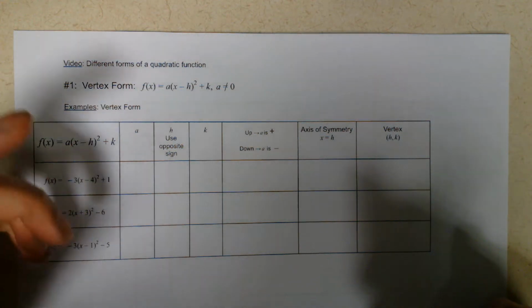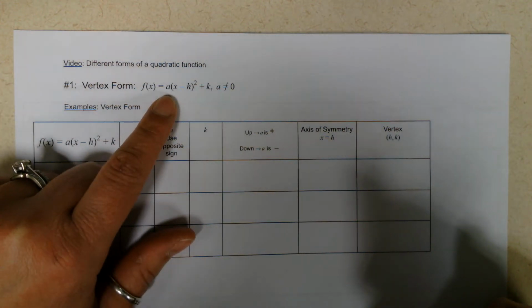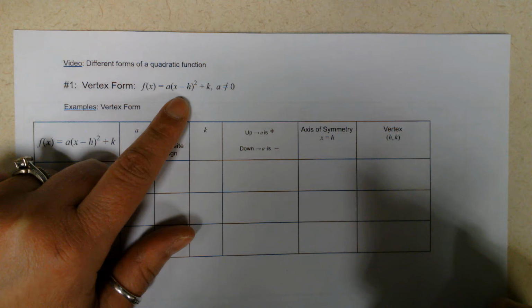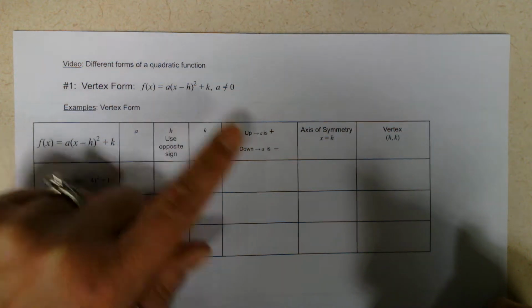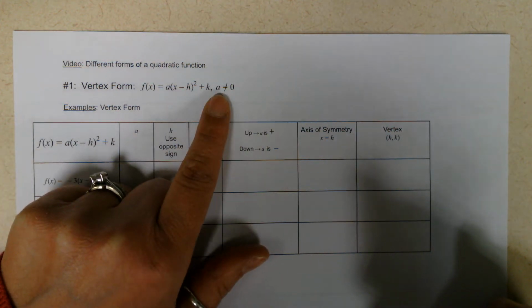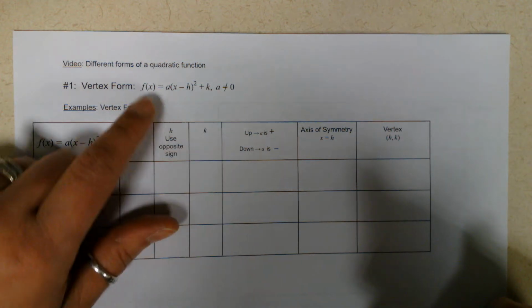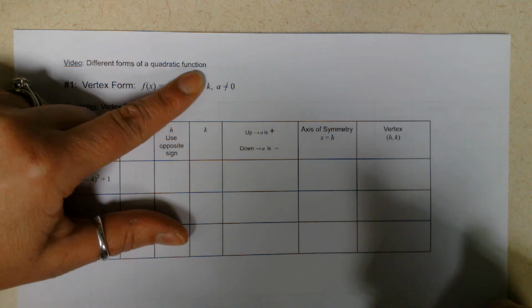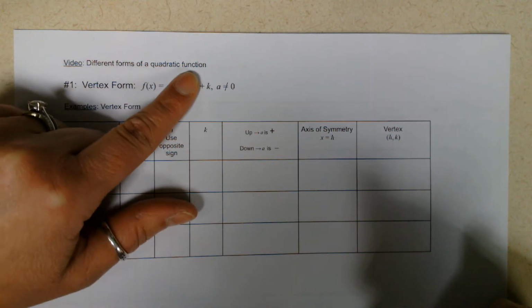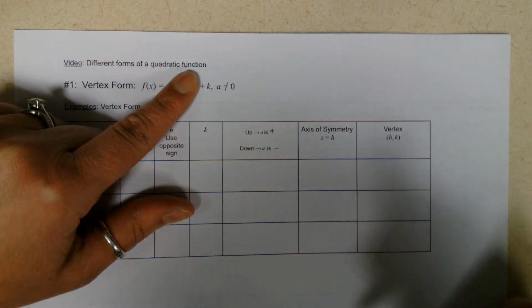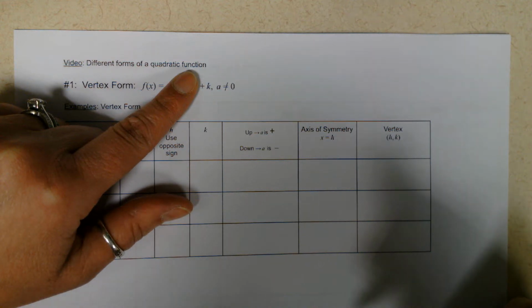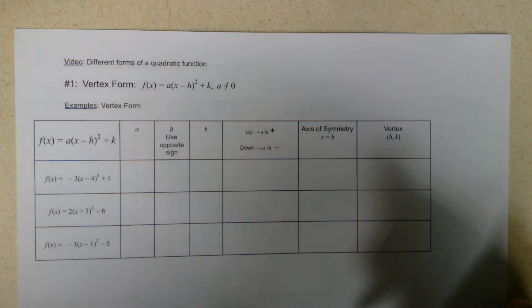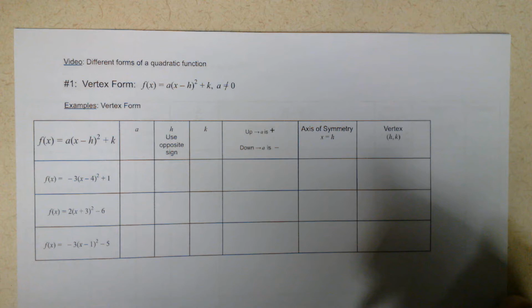Vertex form is in the form f of x equals a times a quantity x minus h squared plus k, where a cannot be 0. And the reason why a cannot be 0 is because if we substituted a as 0 here, it would completely get rid of this first part of the form, and we'd be left with k, which would just give us a line, and we need a parabola. So a can be any number except for 0.